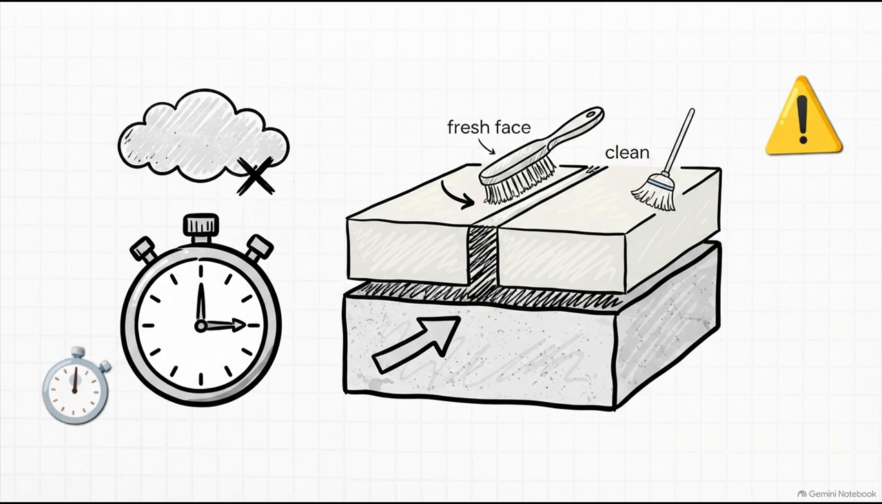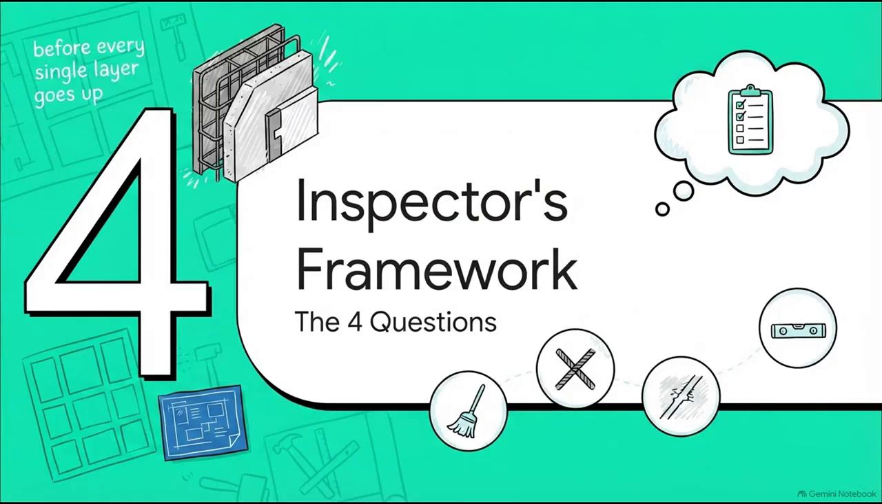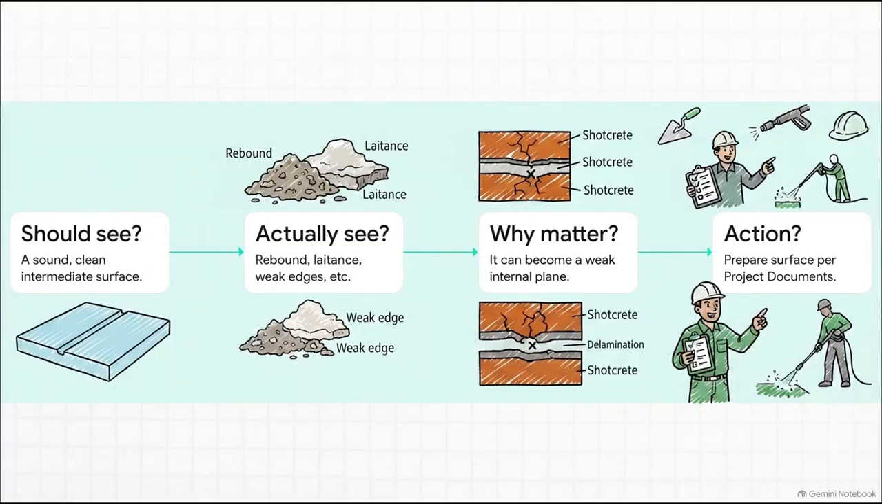As an inspector, your job is to identify the exact moment a normal, harmless pause turns into a hardened joint condition. To help you manage all of this amidst the chaos of a busy job site, let's look at Section 4, the inspector's framework. I want to give you a really solid mental model to run through before every single layer goes up. Think of this framework as your field superpower. It's just 4 simple questions.